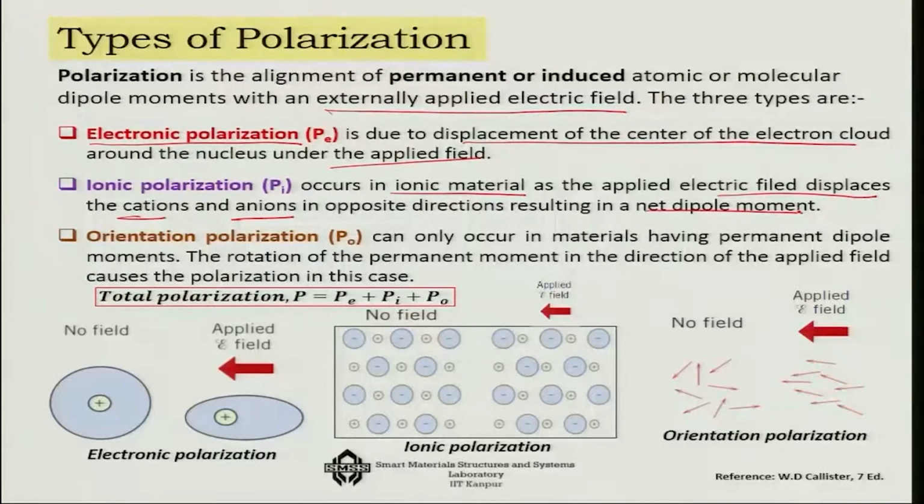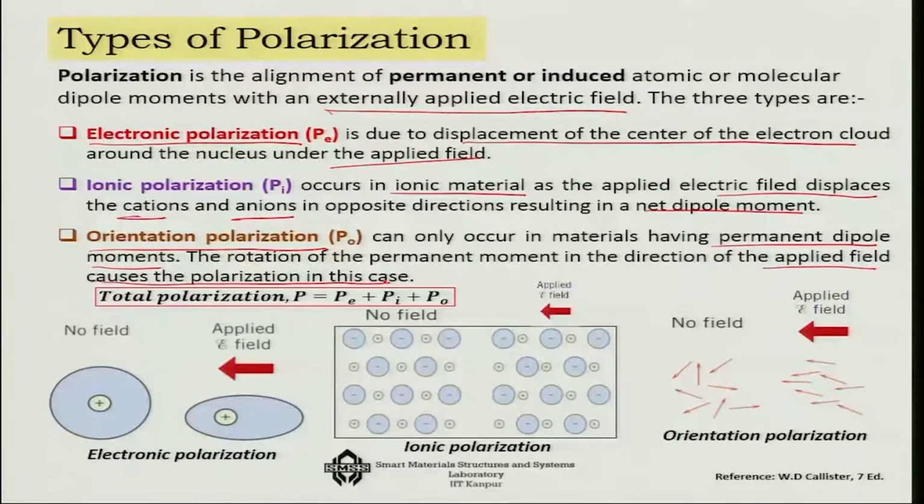So, that is the ionic polarization. And then there is a third type of polarization which is known as orientation polarization. When I talked about the smart materials, I told you that this only happens in some materials which have permanent dipole moments, like these ABO3 crystals. The rotation of the permanent moment in the direction of the applied field causes the polarization.